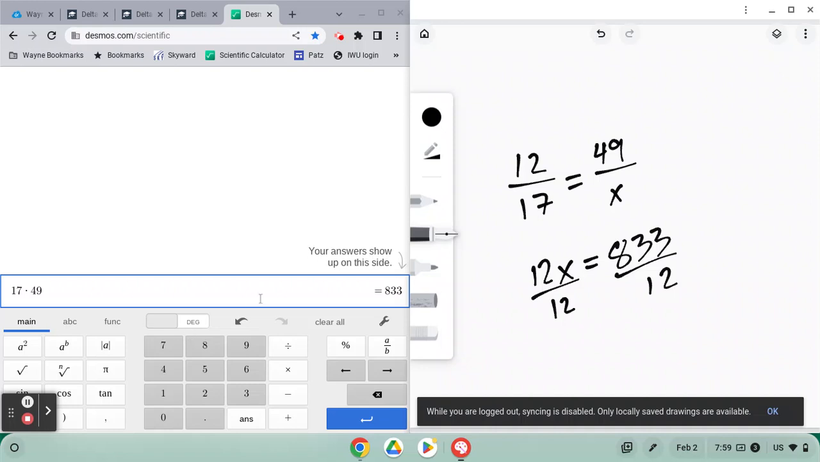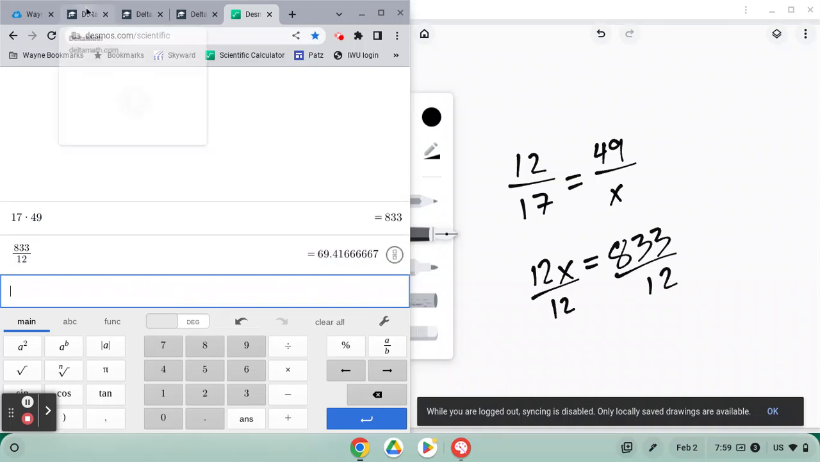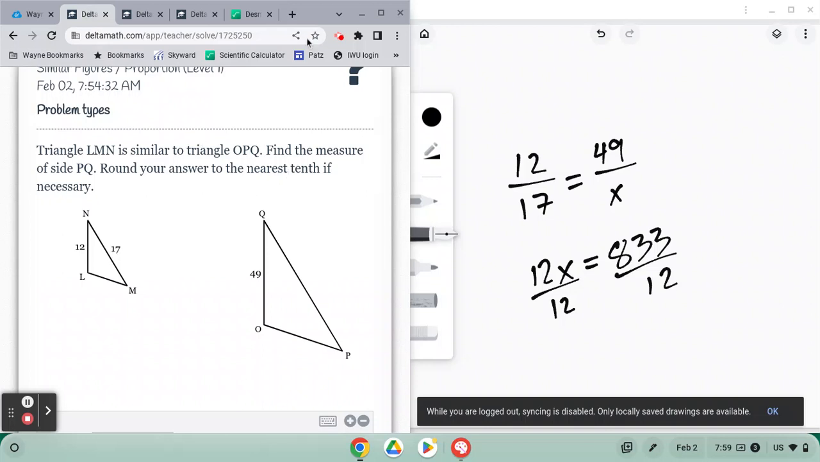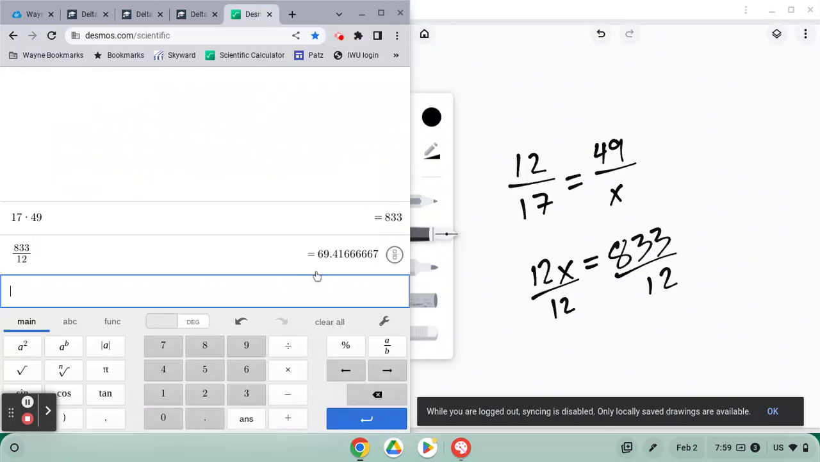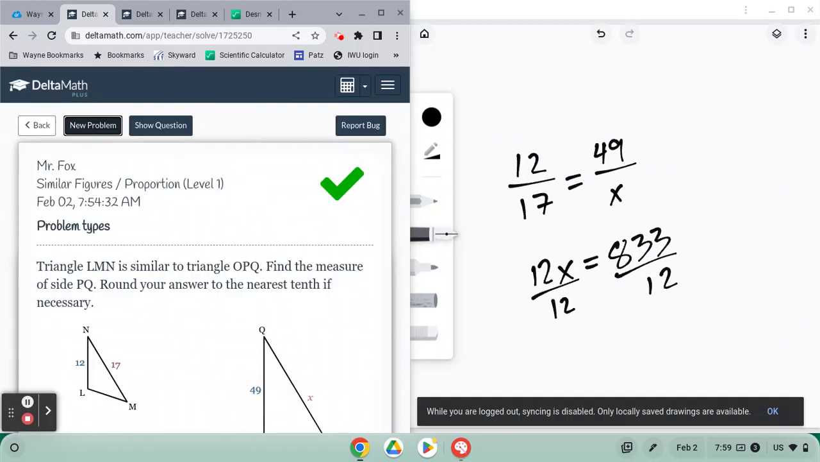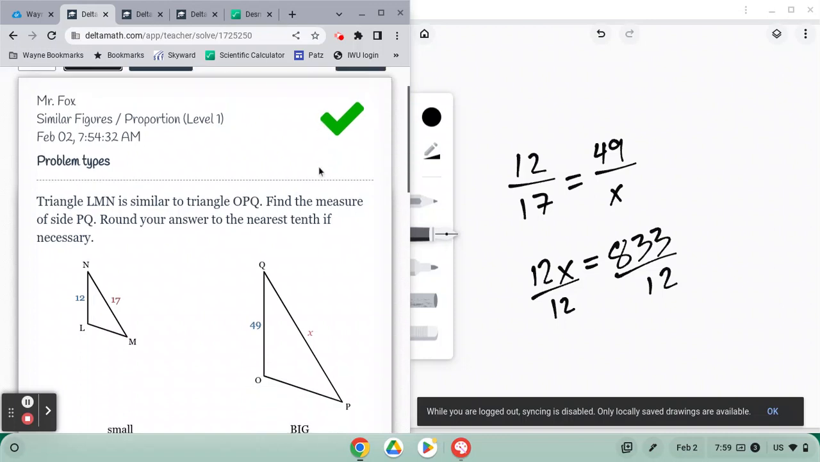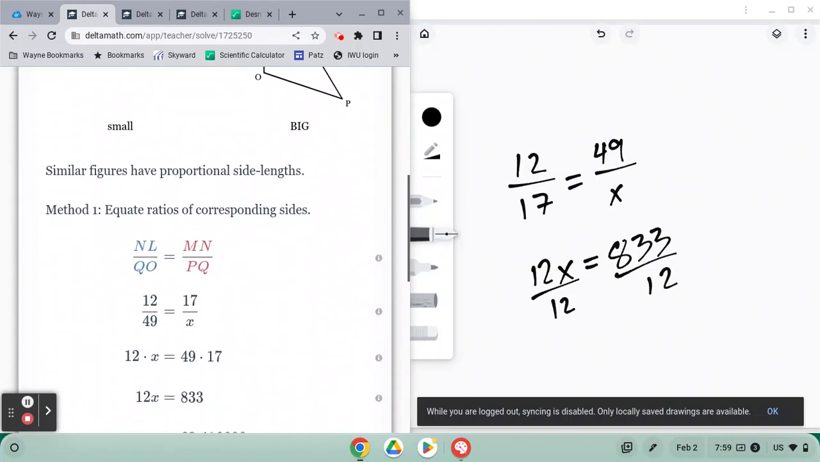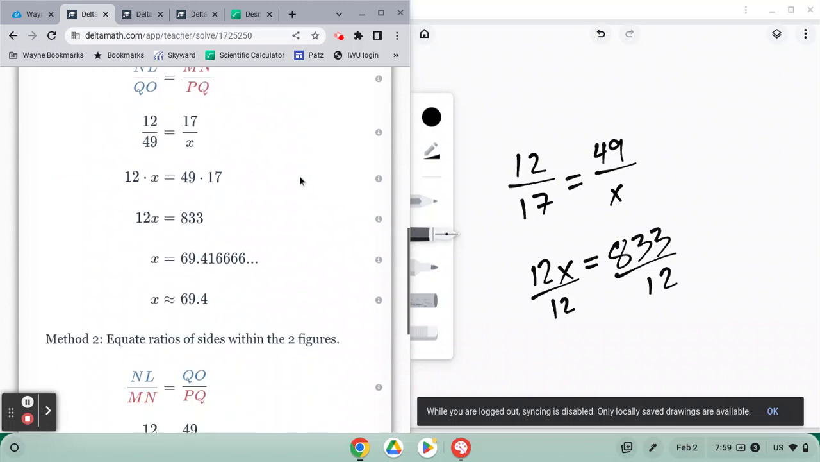and as you can see, if I go back over here, we'll do 833 divided by 12, and let's see, what did it ask us to round to? It says round to the nearest tenth if necessary. So we go back here, 69.41, so we'll round to 69.4. Okay, so I put that in as my answer, 69.4, hit enter, hit yes, and as you can see, we got it right.